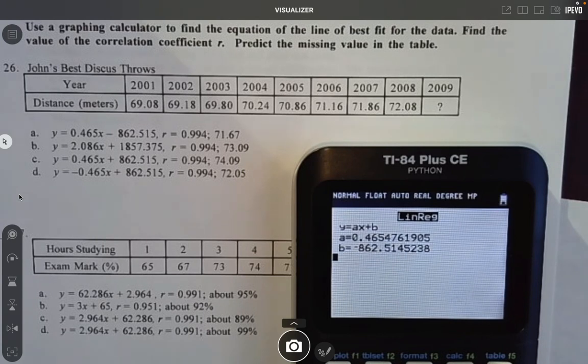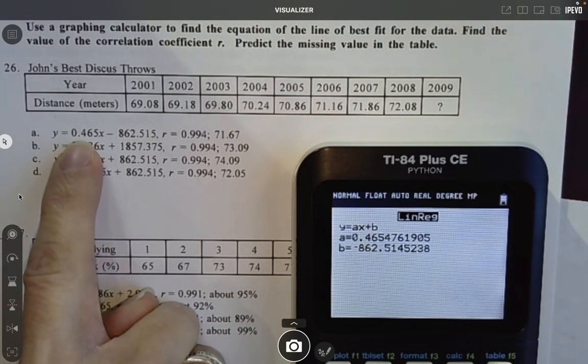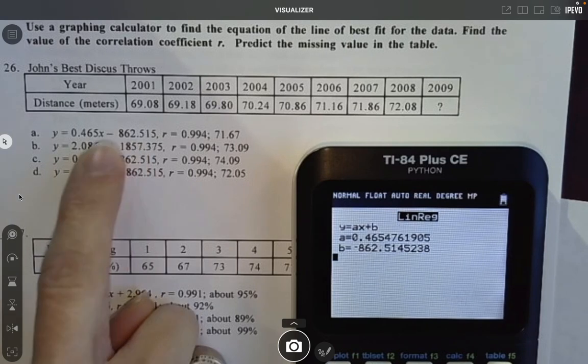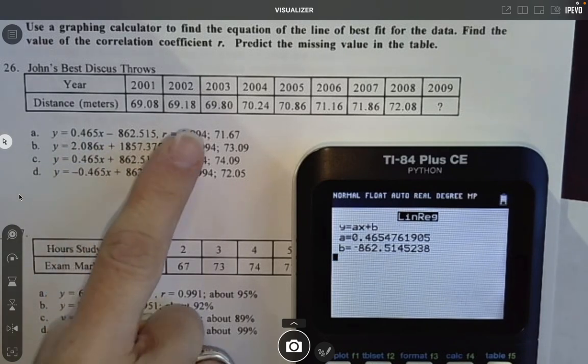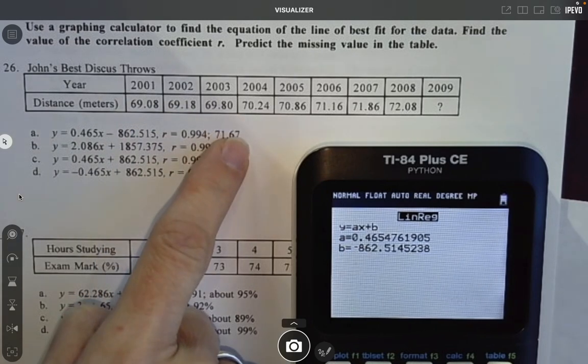And it gives me an answer. Can I already answer? I can. It's A, because look, it's 0.465 and that's a negative, the minus 862. That's the only one with a minus sign. Ignore the R. I know we don't do that part. It's not showing up on our calculator. What in the world is this last number though?